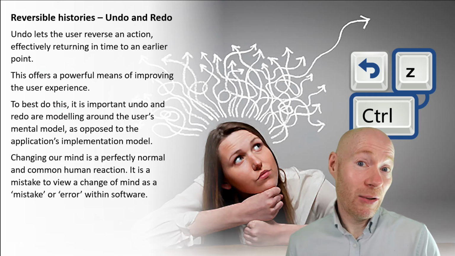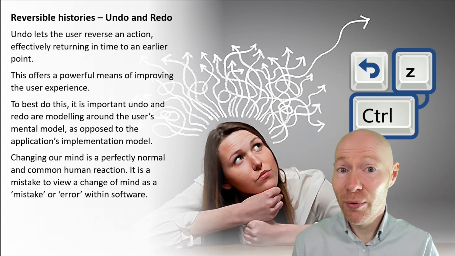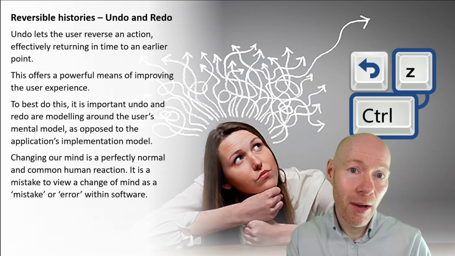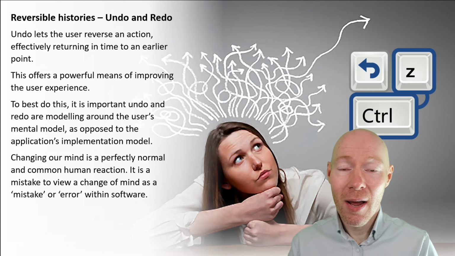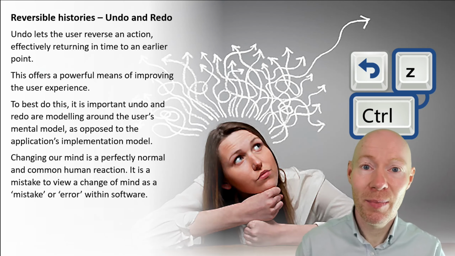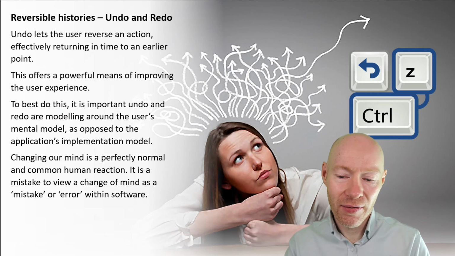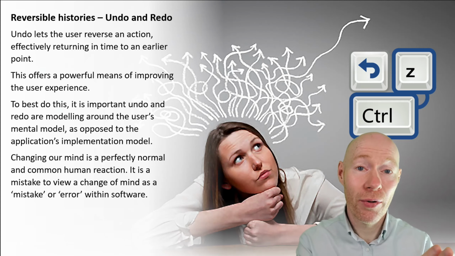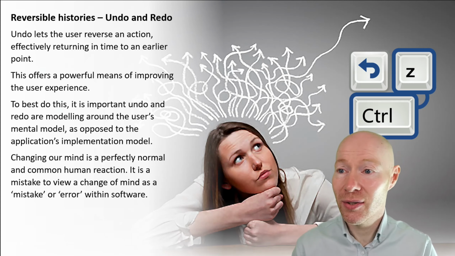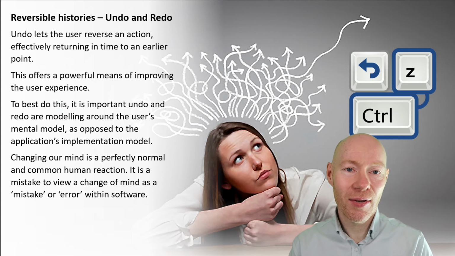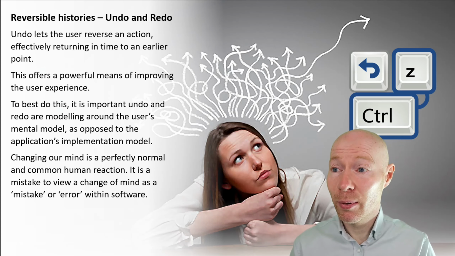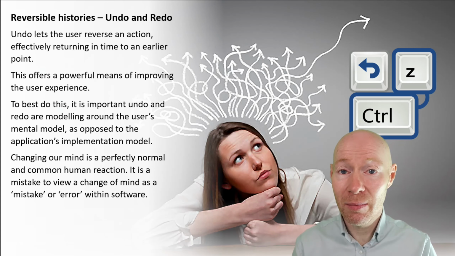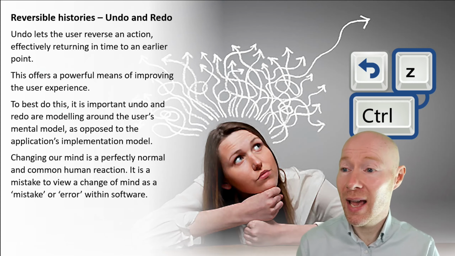So I probably don't need to explain the purpose of undo and redo. We're all familiar with it. Undo lets us go back to revert from a certain action. Redo lets us repeat that specific action. So effectively it's a way of stepping back and forth across a series of actions. And it offers us a really powerful way of improving the user experience within our applications.